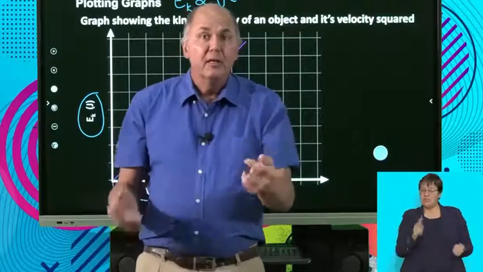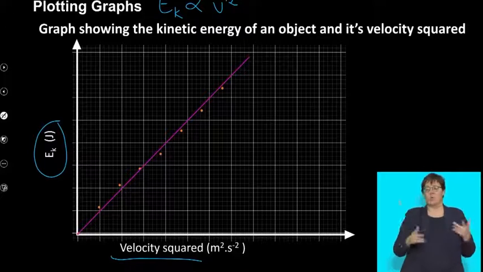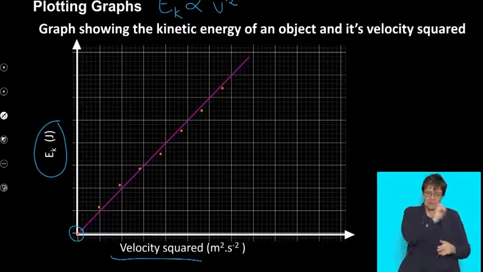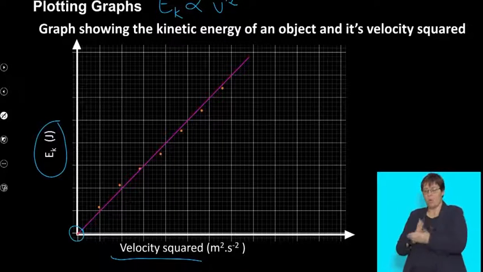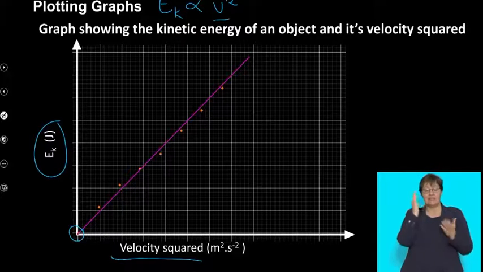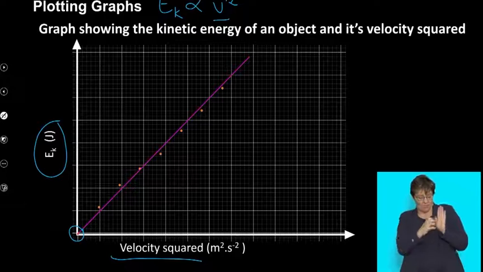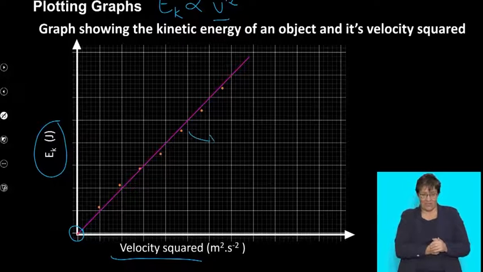Well, look at it. Look at that pink line. It's a lovely pink line. It's going through the origin, and it is a straight line that's going through most of the points. So we can say kinetic energy is directly proportional to velocity squared because of the shape of the graph. And so what would the gradient be here?